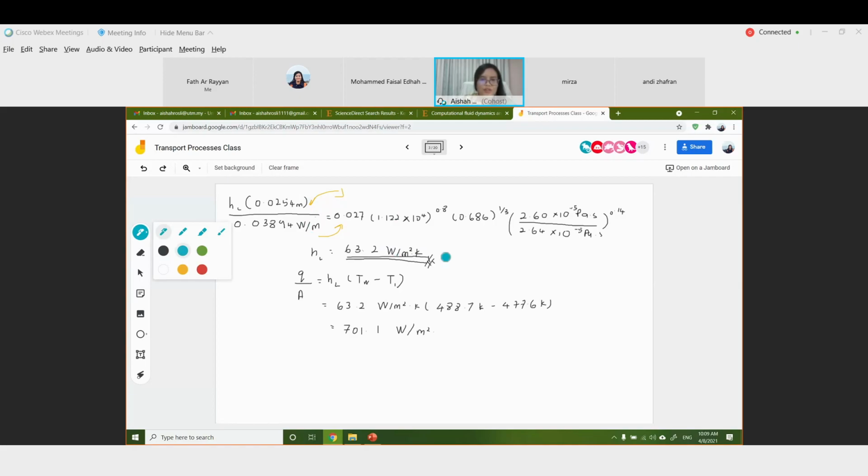because we are using the formula, we have the formula already stated, using this we will get HL with these units. But for this one, we can actually just cross out the K here and the K here. So you will get a heat flux of 701.1 watt per meter squared. So this is settled. Okay, so question 1 is done.